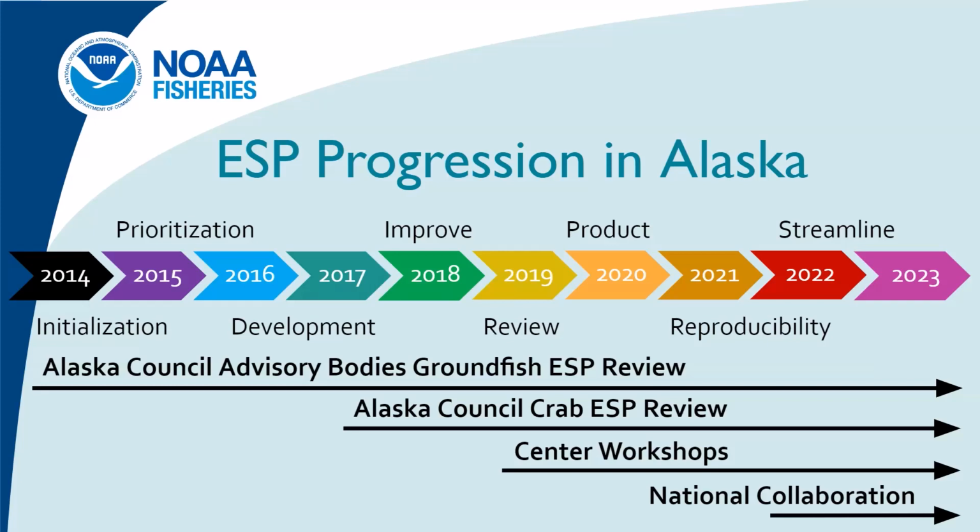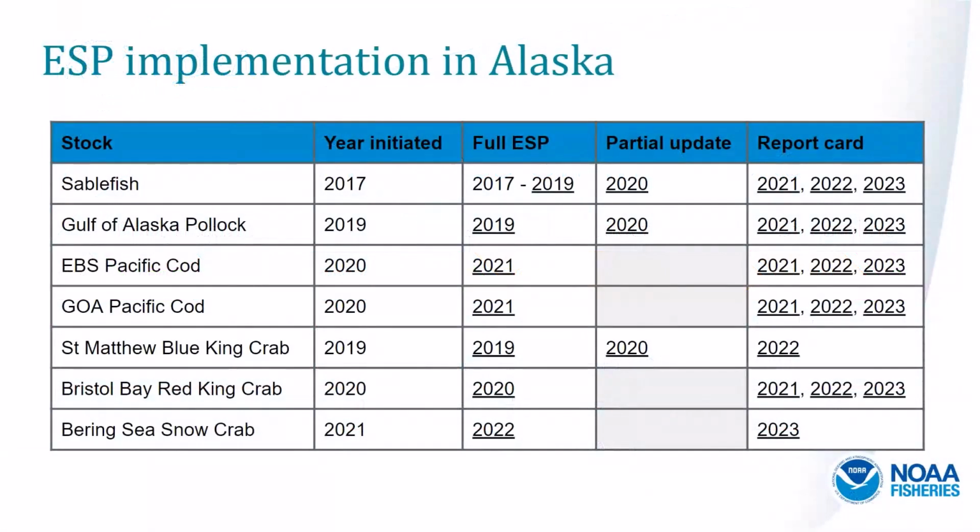There also have been several center workshops to improve ESP development since 2019, and now we have continuing cross-regional and national collaborations where we're working on refining several of our methods as well. So here's a summary of the 7 current ESPs that are maintained for Alaska stocks. There's 4 groundfish, 3 crab.